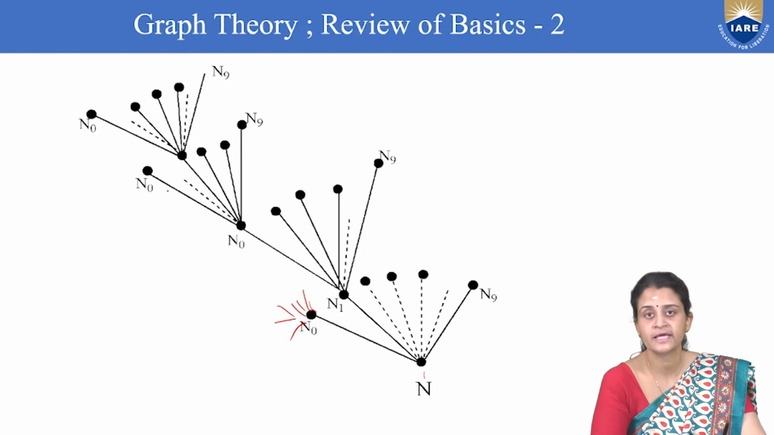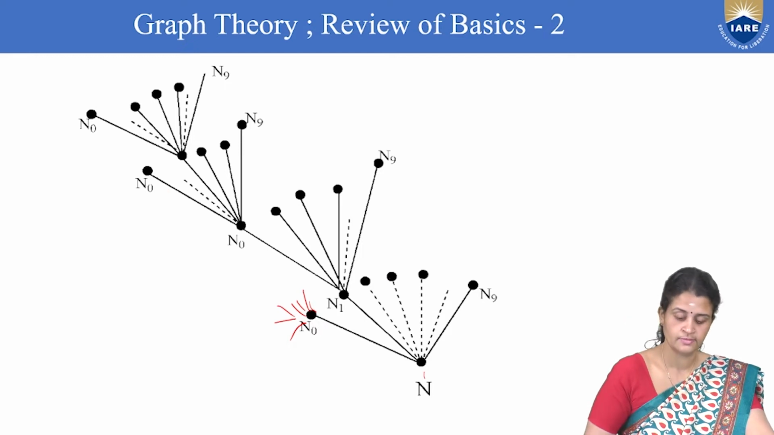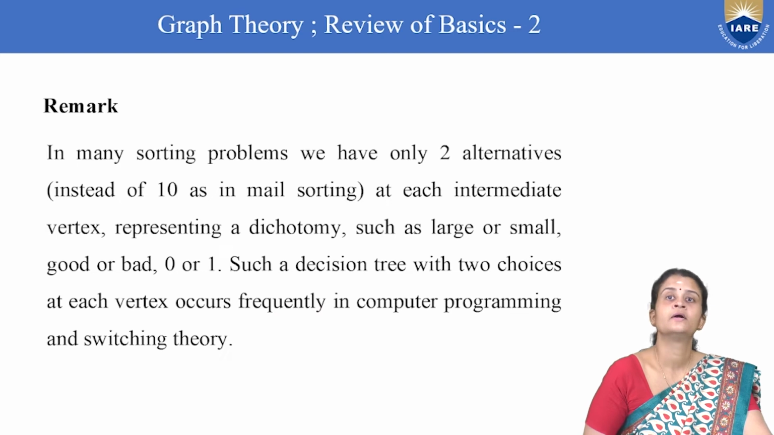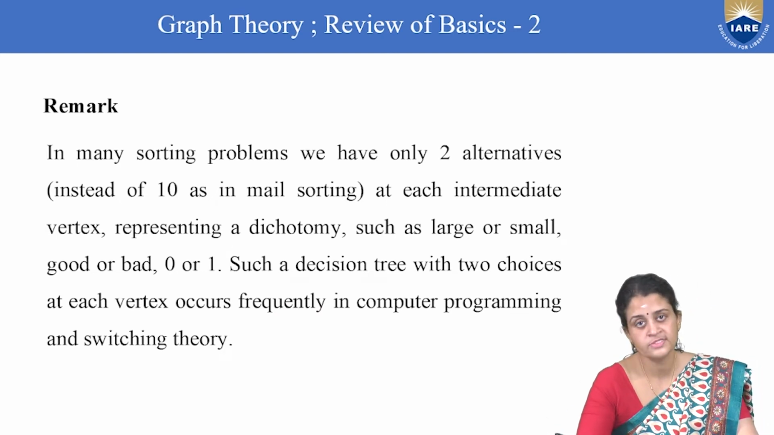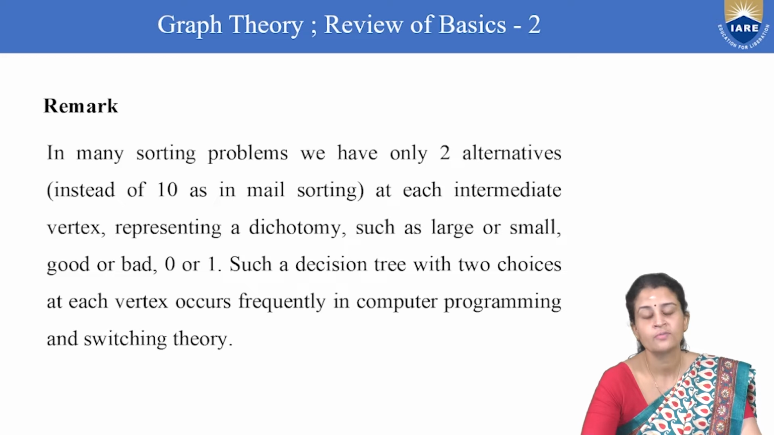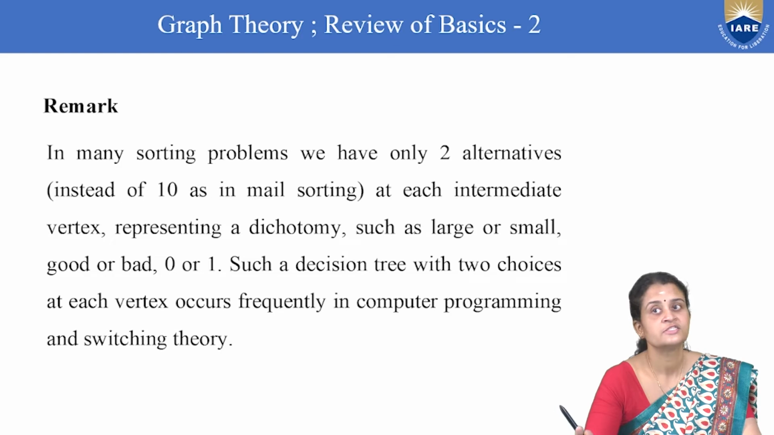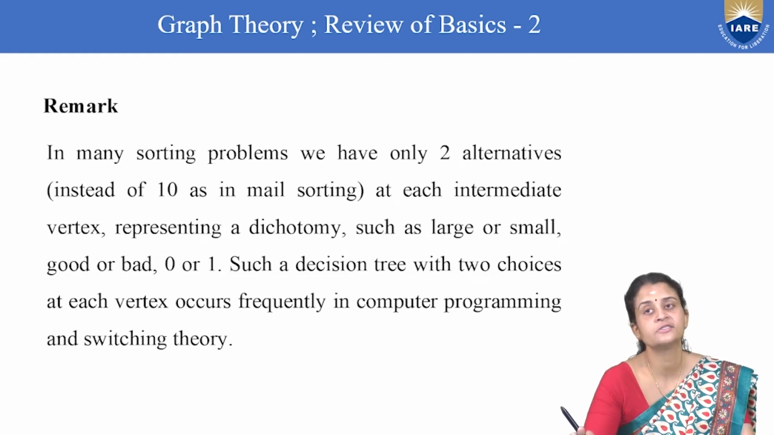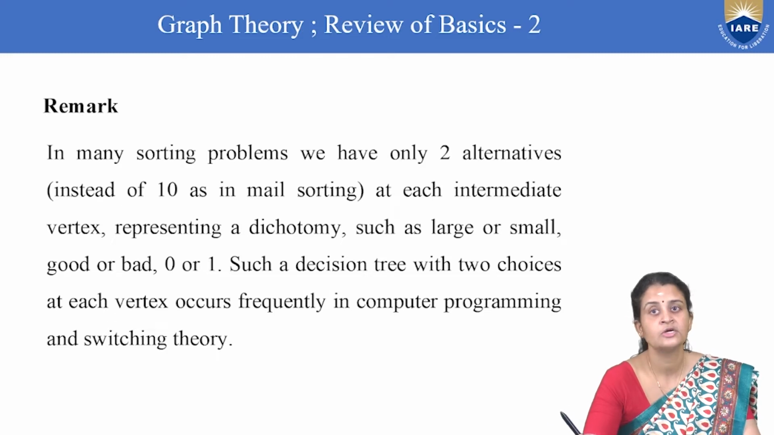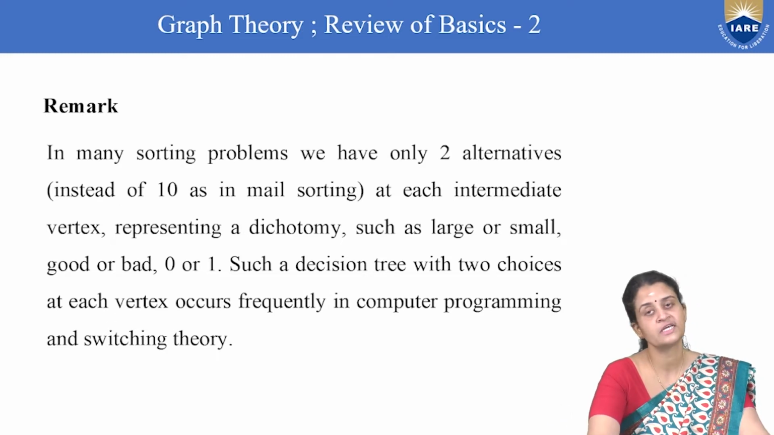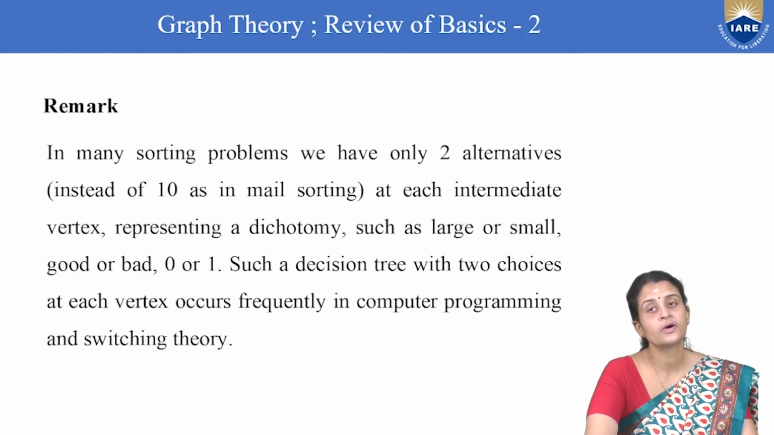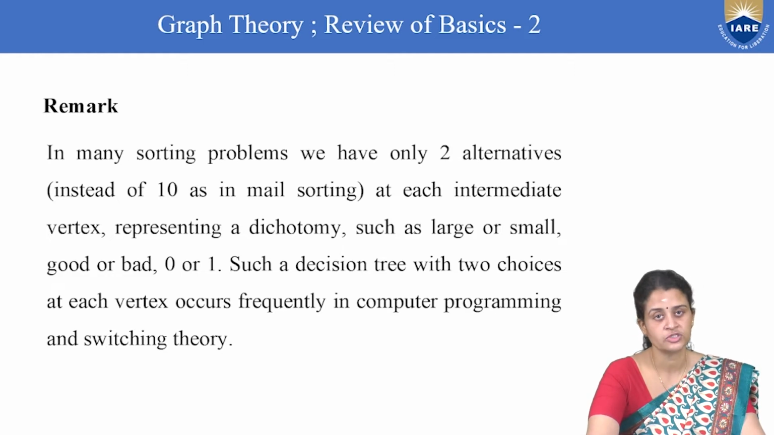The same case happens in punched card sorting also. In many sorting problems, we have only 2 alternatives, because in the case of zip code sorting we have 10 possibilities. In many sorting problems we have 2 possibilities, such as large or small, yes or no, 0 or 1. Such a decision tree with 2 choices at each vertex occurs frequently in computer programming and in switching theory.